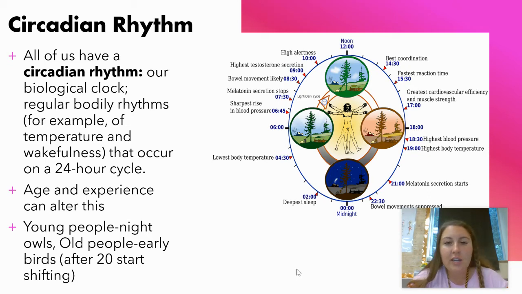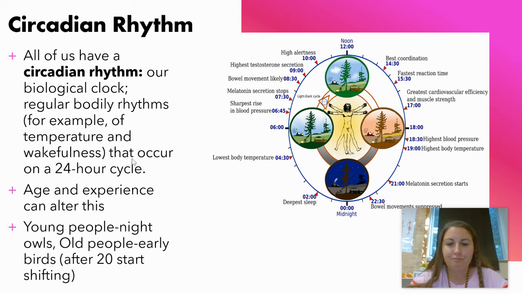Now, age and experience can alter this. Young people tend to be night owls, and as we get older, we start becoming more and more morning people. After around age 20, you'll start being more productive during the morning versus the afternoon. When we test the highest cognitive abilities by time of day, for old people it's early in the morning, like 10. For teenagers, it's around 2 p.m.